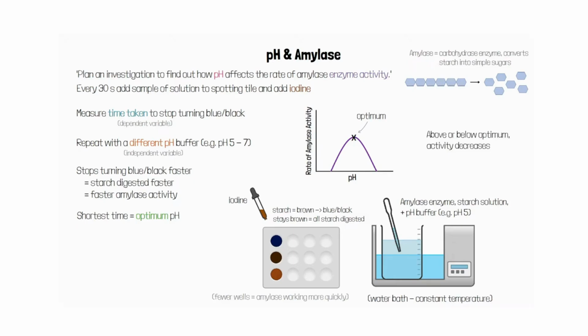Above or below the optimum pH, the rate of activity decreases because enzymes are denatured. Different enzymes have different optimum pHs depending on the environment they're found in, such as the stomach or the intestine, and what the pH is like there.